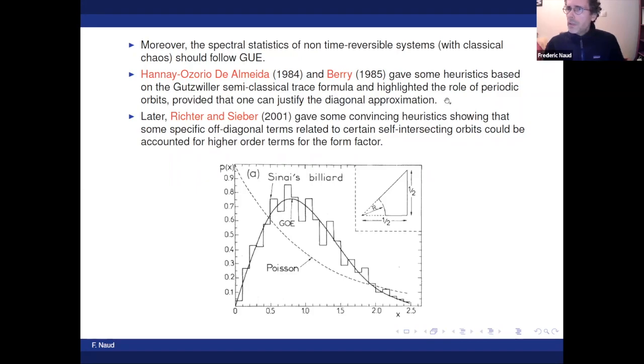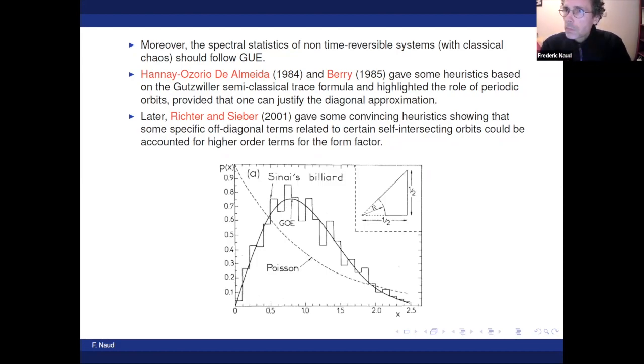And the key point is, how do you justify this diagonal approximation? And then more recently, there was another paper by Richter and Sieber, who basically showed that you cannot just rely on the diagonal approximation argument if you want to go further and get more explicit, more detailed asymptotics. You have to take into account some off-diagonal terms related to certain pairs of periodic orbits. So the lesson from Richter and Sieber is that diagonal approximation alone is not enough if you want to get stronger statements.